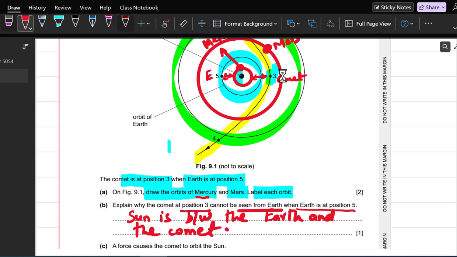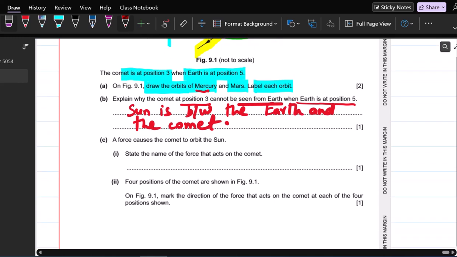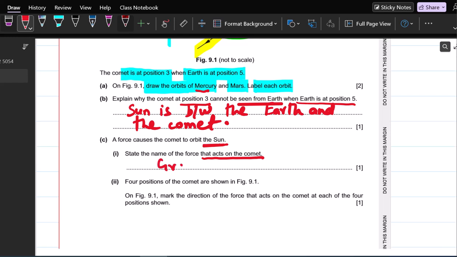So moving to the next part: a force causes the comet to orbit the Sun. State the name of the force that acts on the comet. So it is going to be the gravitational force, or gravitational field strength, of the Sun. So a simple answer here, not too tricky. So gravitational force of the Sun. This is the force.